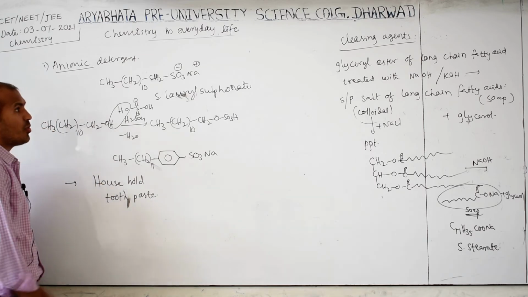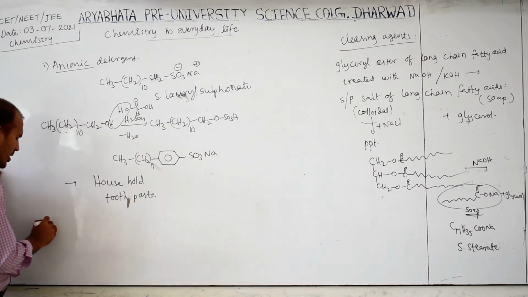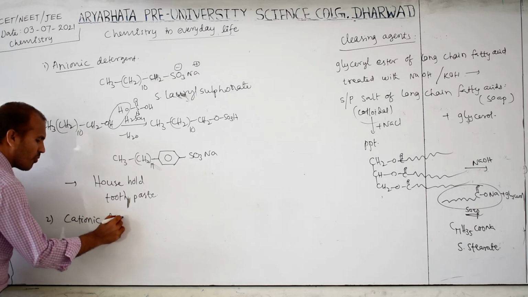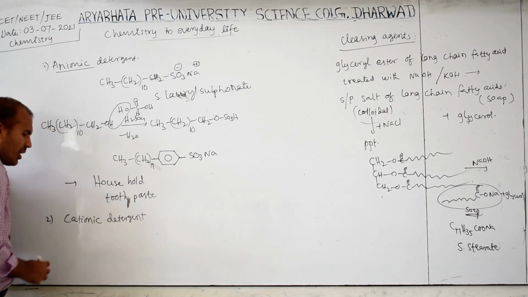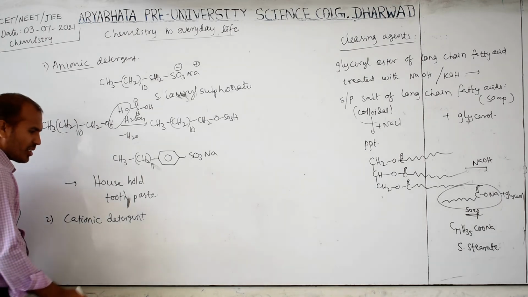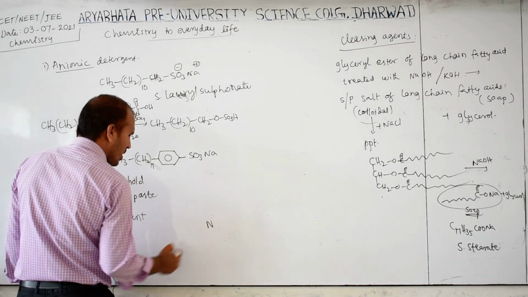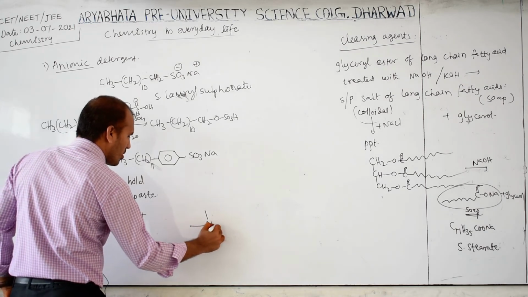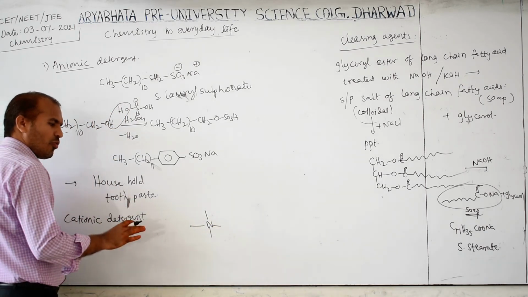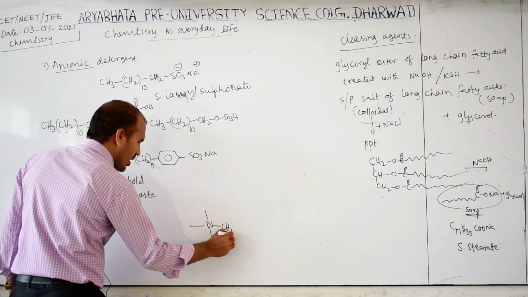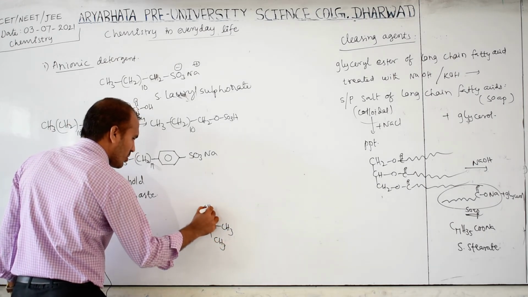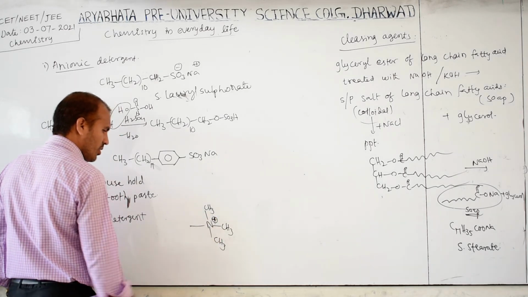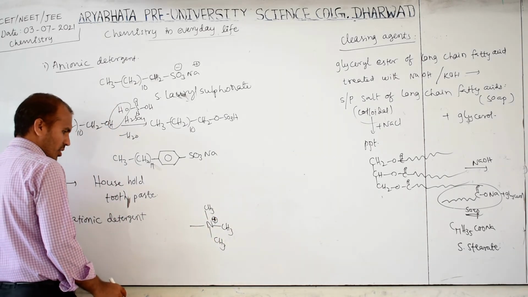Okay, this is about the anionic detergent. Second one is cationic detergent. One example of cationic detergent is quaternary ammonium salt. In quaternary ammonium, nitrogen has 4 bonds. For example, this is methyl, this is also methyl, this is also methyl. When you get the 4 bonds, one positive charge will be there. This is called quaternary ammonium salt.